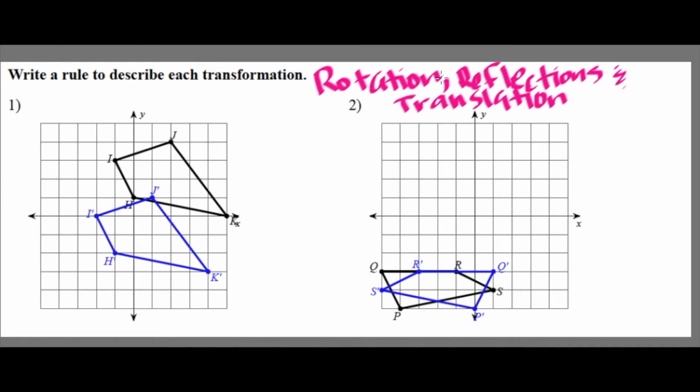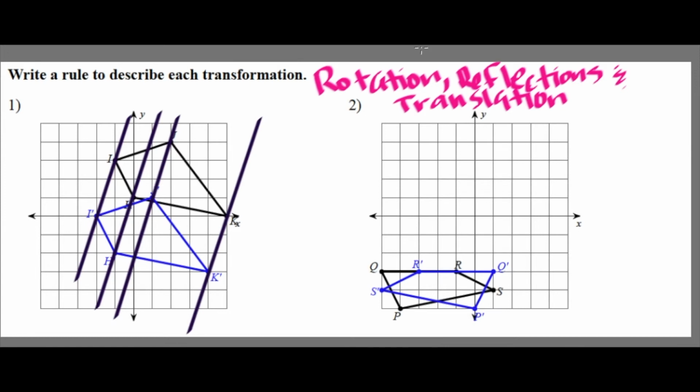Another way of figuring out if this is a translation is by connecting the new point with the old point. Notice that once I connected the original point to the new point, for every single set of points, I was able to create parallel lines. That happens because this is a translation. And like I said, it moves down 3, 1 to the left.